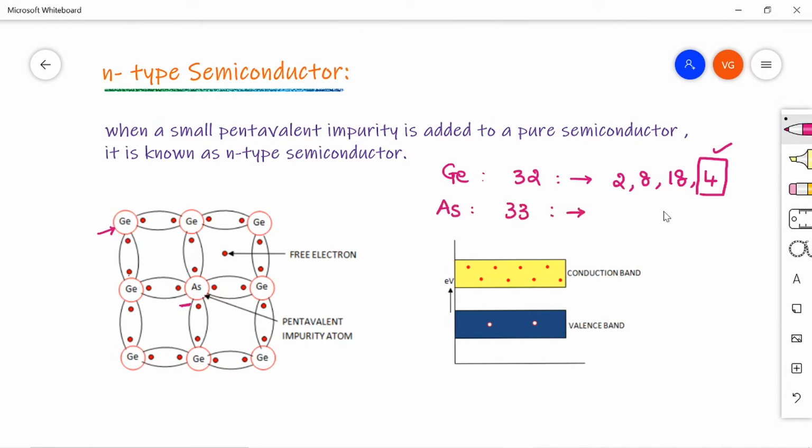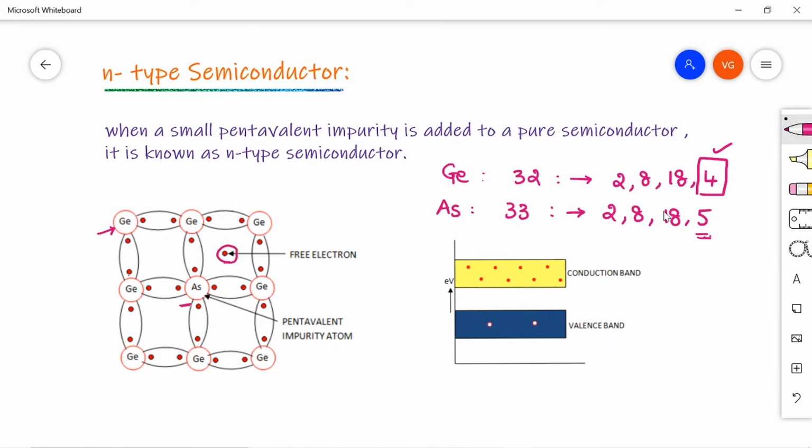Atomic distribution is 2, 8, 18 and the remaining is 5. So the last valence band has 5 electrons. What happens here? The 4 electrons are combined with the covalent bond. The remaining 1 electron is left here. So this 1 electron left is the free electron.